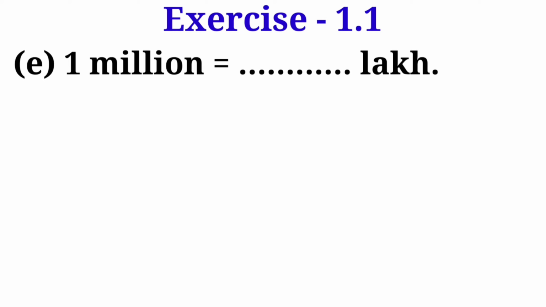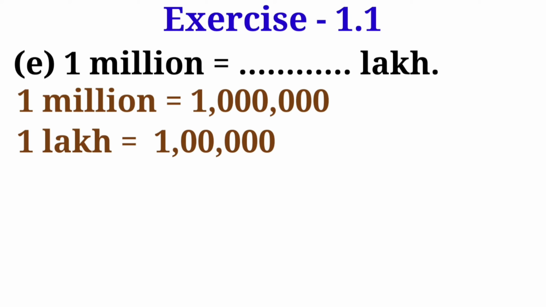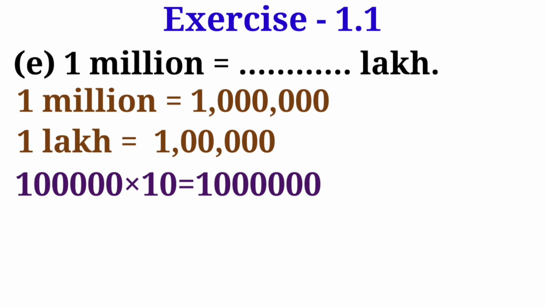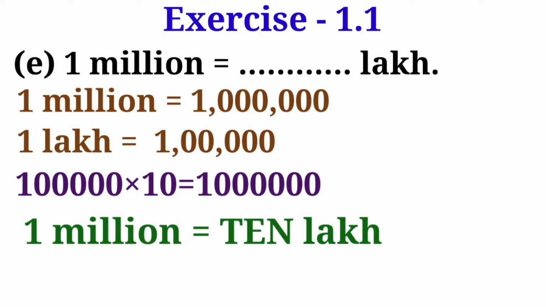Now E part is 1 million is equal to dash lakh. So now you know that in 1 million there are 6 zeros and in 1 lakh there are only 5 zeros. Now you will multiply 1 lakh by 10, so it will become 1 million. Now you get the answer, 1 million is equal to 10 lakh.